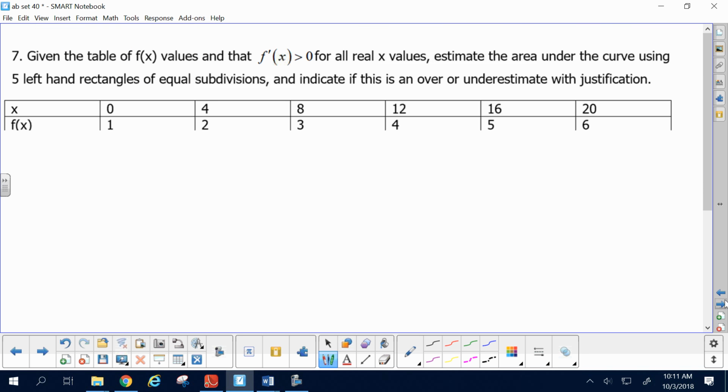Did this go okay? I don't remember getting a lot of questions on this. In this problem, the only gotcha was that you had to use this to say increasing. Because f prime is positive, that implies f is increasing. That's how you do the over-underestimate justification. Okay?